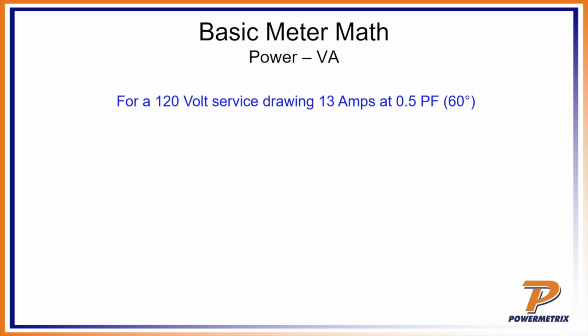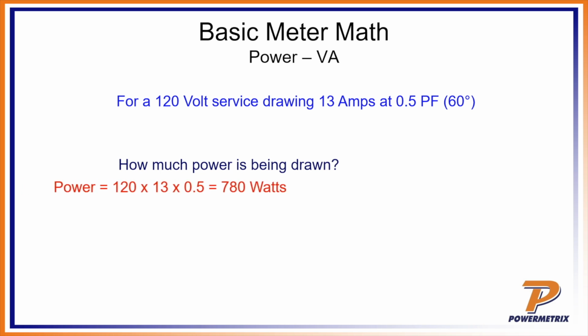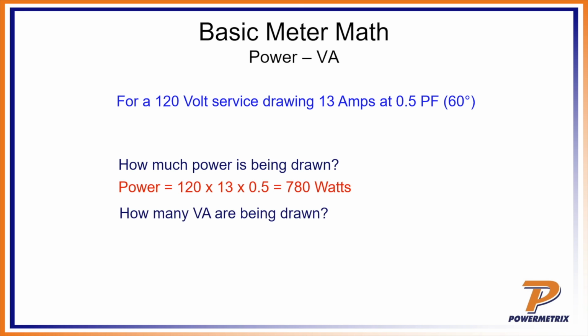So for a 120 volt service drawing 13 amps at 0.5 power factor, 60 degrees, how much power is being drawn? Well, we've worked this out before, right? The power would be the 120 volts times the 13 amps times the 0.5 power factor, the cosine of 60, and we end up with 780 watts.